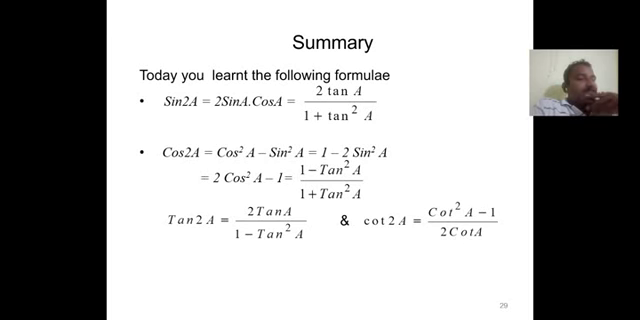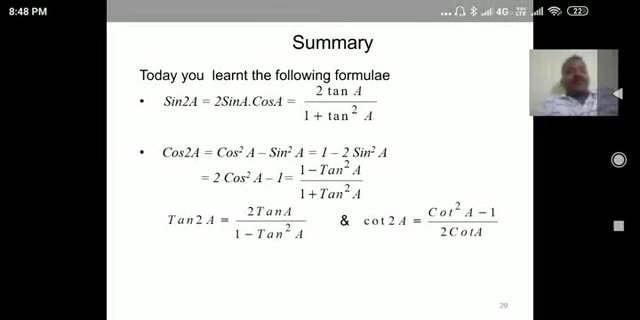With the help of these principles, sin square A by 2 is 1 minus cos A by 2, and cos square A by 2 is equal to 1 plus cos A by 2. Similarly, tan A in terms of A by 2: tan A is 2 tan A by 2 by 1 minus tan square A by 2. Cot A in terms of A by 2: cot A is cot square A by 2 minus 1 by 2 cot A by 2. These are the principles for A by 2.